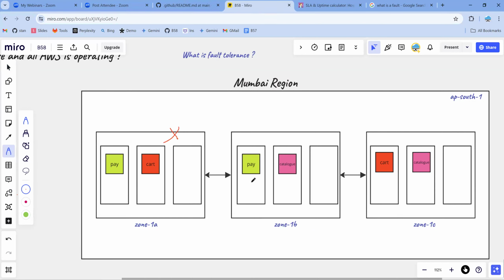Now, what will happen to the application flipkart.com? Will it still work? How many of you say yes and how many of you say no? In this case, is it fault tolerant? I'll answer that question. Will it work or will it not work? Anyone? I'll send a poll. In this case, does the application still operate? How many of you say yes? How many of you say no? Anyone?